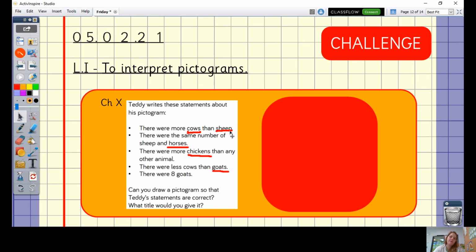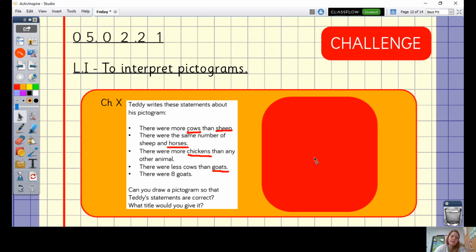There were more cows than sheep. Okay, so if you have 3 sheep, then you're going to need to have 4 cows. Okay, so just have a little go. If you use your pencil, then you can always rub it out if you make a mistake and have another little go. Okay, have a go pausing the video now just to have a go at drawing your pictogram. I have got an example pictogram I'm going to share with you in a moment, but your pictogram may look very, very different from my one.